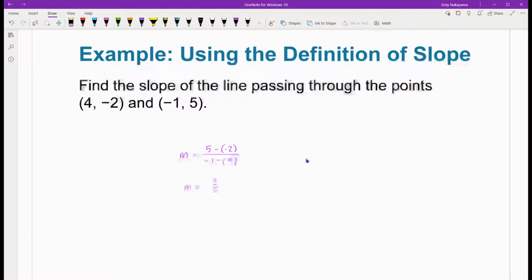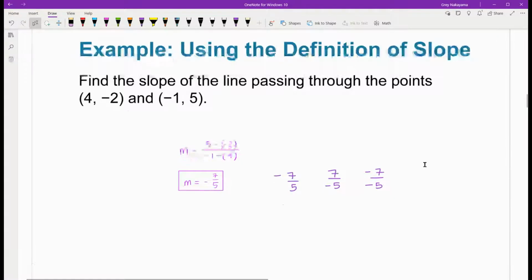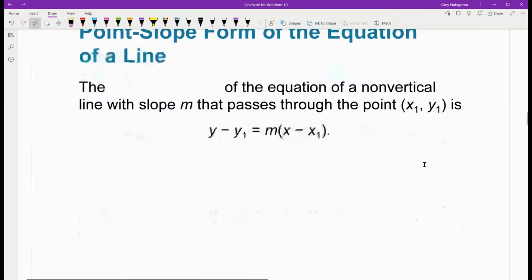-7/5. Now, a lot of people asked me this last time. I get this question every year, so I'm going to ask you. I wrote -7/5. Is that the same thing as -7 over 5, or 7 over -5, or -7 over -5? On a piece of paper, if you write which, if any of these are the same as this one, and you get it correct, I'll give you a piece of candy. Okay? On a piece of paper and hand it to me.